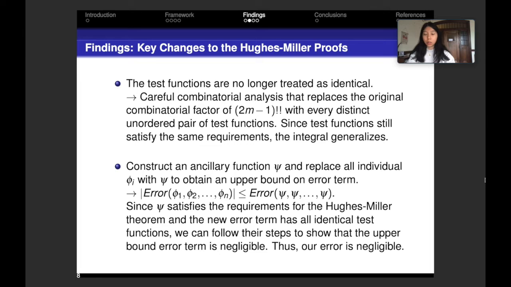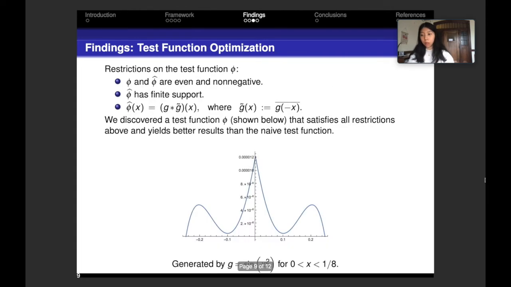Secondly, we constructed an auxiliary test function psi and replaced all individual phi's with psi to obtain an upper bound on the error term, and we then showed that this upper bound is negligible. In terms of test function optimization, we discovered a new test function phi, which is shown below, that satisfies all restrictions above and yields better results than the naive test function.